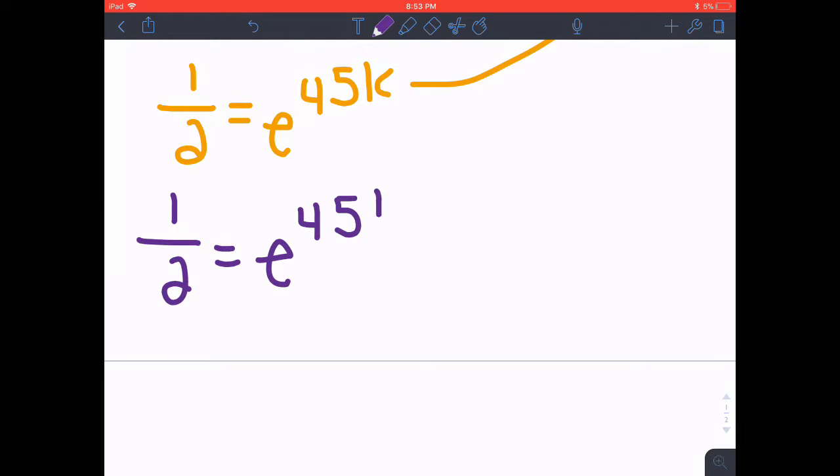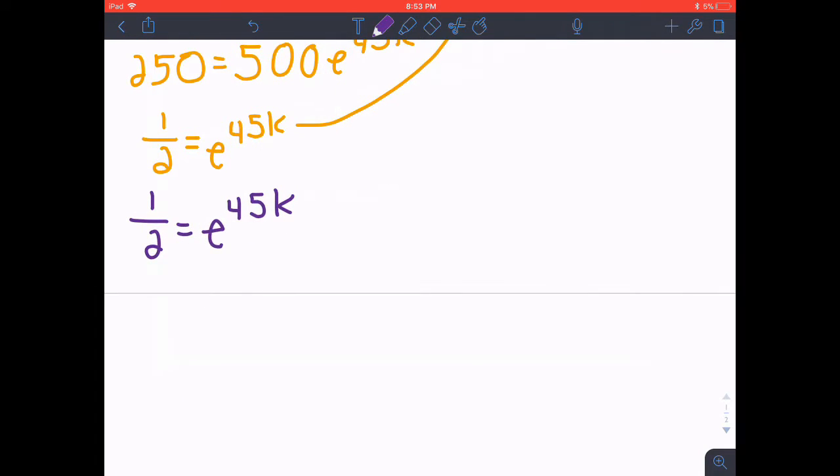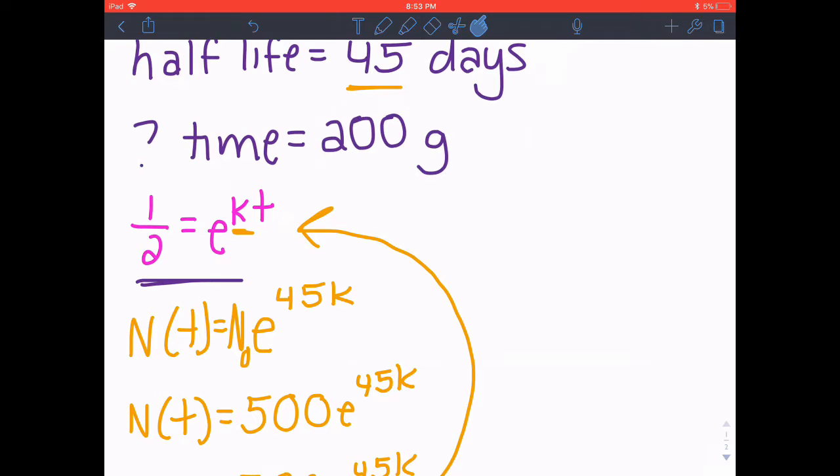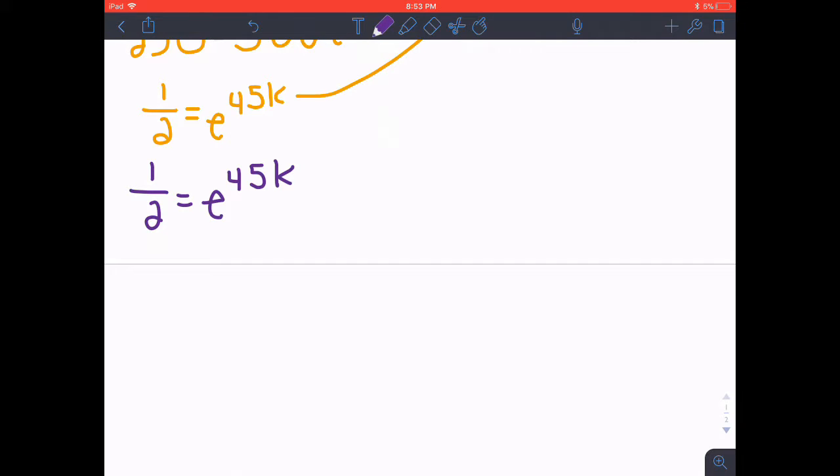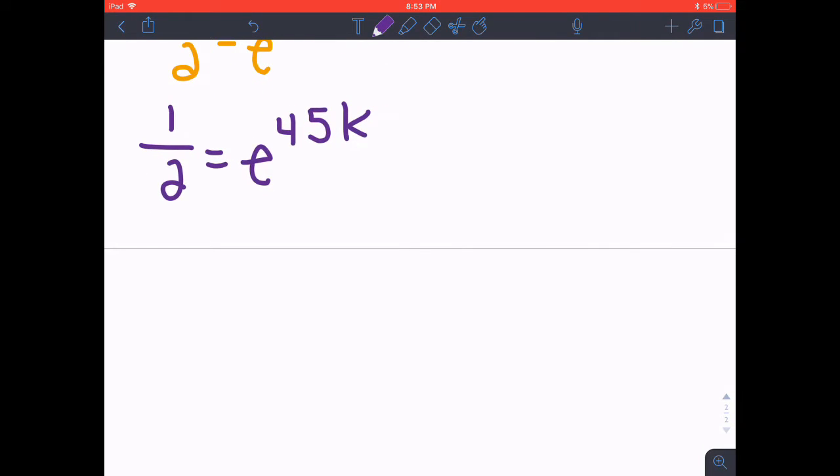Now we're going to actually solve for k. So 1/2 equals e to the 45k. What you're going to do is take the ln of both sides. Hopefully you know what this means. If you don't, I can make another video if you need that.